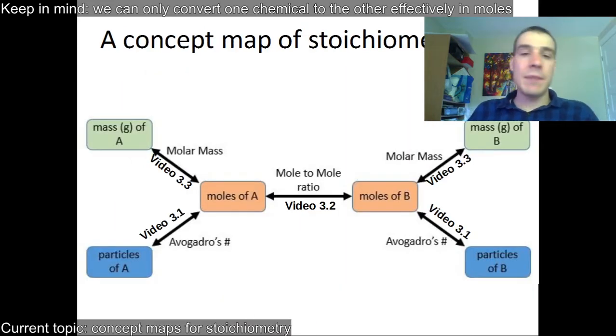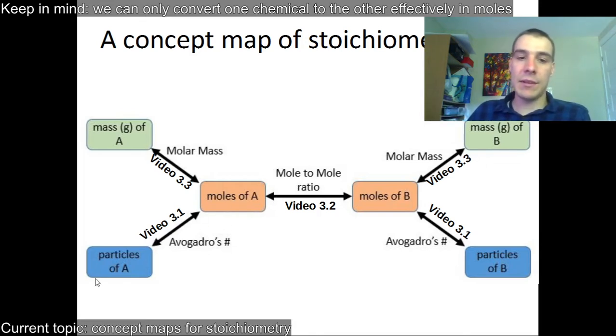Okay, so here's a concept map for stoichiometry. And this is showing us what kind of conversions we can do. And it even tells you what the thing is to do the conversion. And guess what? We've already seen each of these steps bit by bit. In video 3.1, we were talking about converting from number of particles to number of moles with Avogadro's number, which is that 6.02 times 10 to the 23.